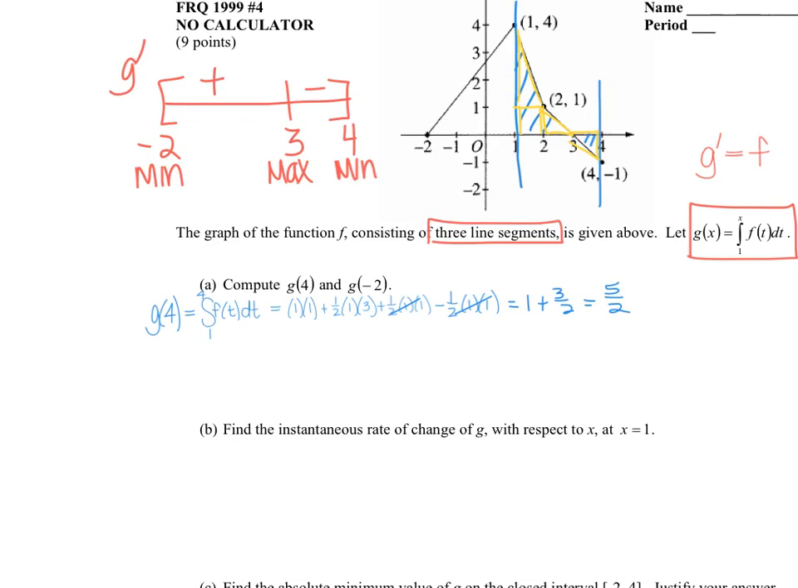Yes, no, maybe. G of -2 then is the integral from 1 to -2 of f of t dt.